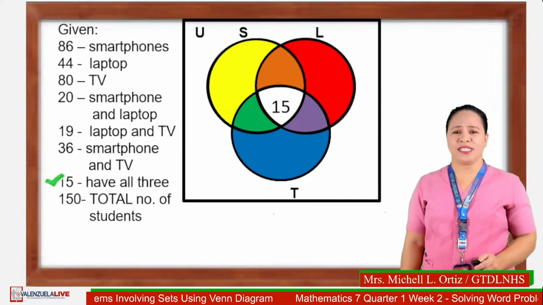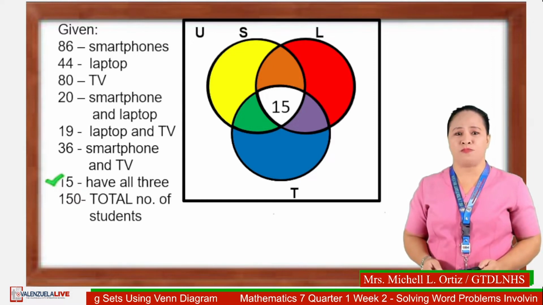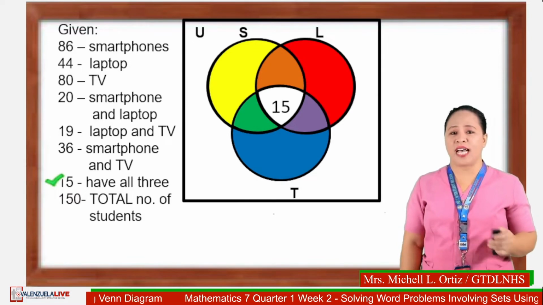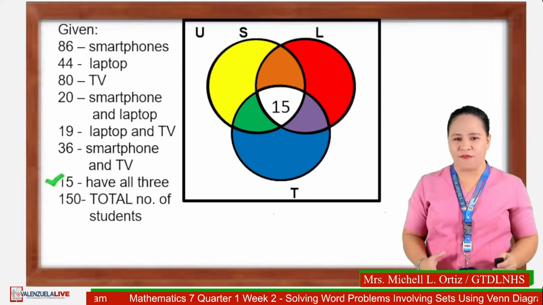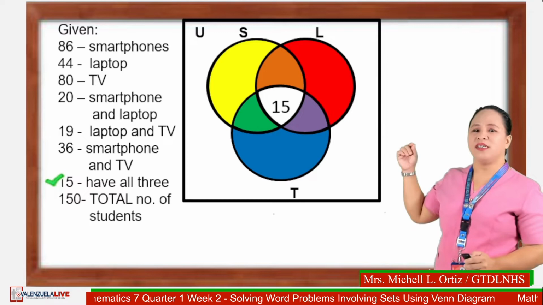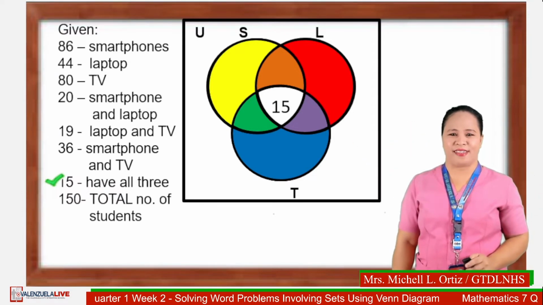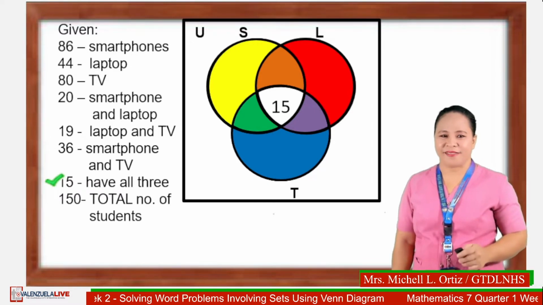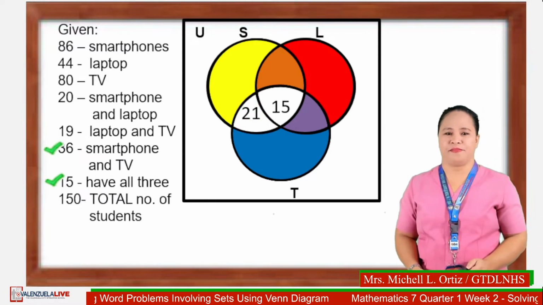Next, 36 have smartphone and TV. Take note of the connector used between smartphone and TV. We made use of the word "and," which is associated with the intersection of these 2 sets, smartphone and TV. That represents 15 plus the green one. What do you think is the cardinality of the green region? Correct. It should be 21 to complete 36.